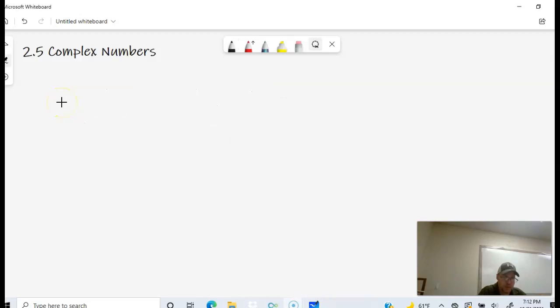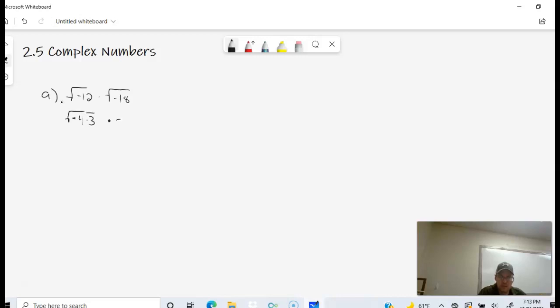Alright, so let's multiply a couple of these. Let's do the square root of negative 12 times the square root of negative 18. Alright, so before I start trying to multiply them, I'm going to go ahead and simplify them. I know that the square root of negative 12 is the same thing as negative, let's call that negative 4 times 3.